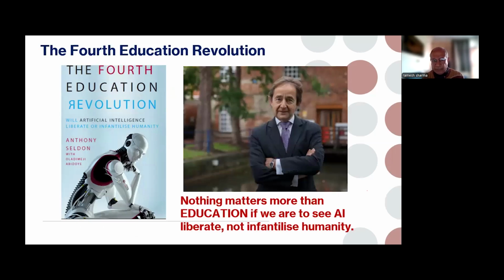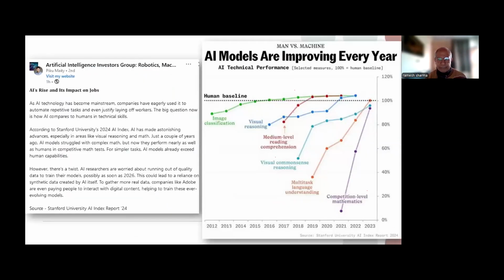Similarly, in education, we have various revolutions, and this is a book by Sir Anthony Seldon. If you can have access to this book, you must read it. This is a very wonderful work by Sir Anthony Seldon. In fact, there are two versions of this book; this one with AI came later on. And here it says that nothing matters more than education if we are to see AI liberate and not infantilize humanity. The caution on how we can use it.